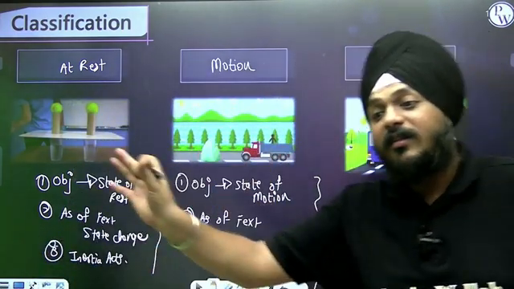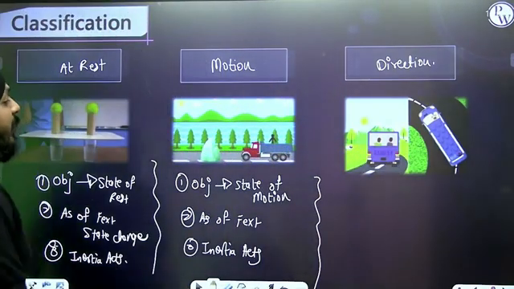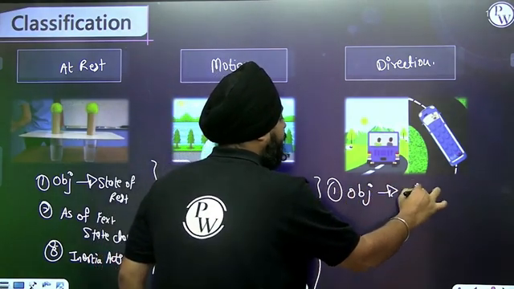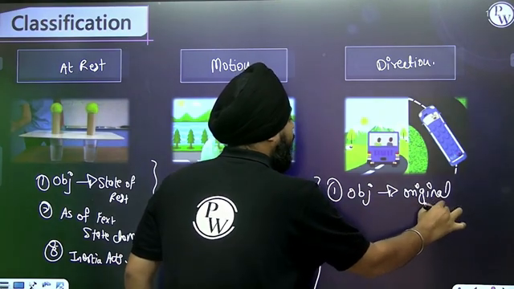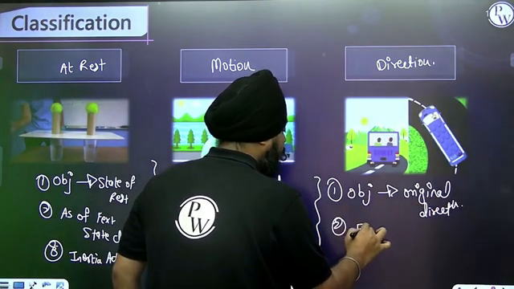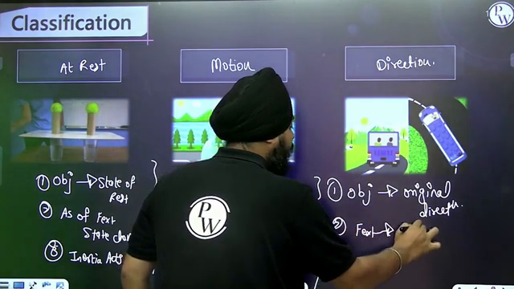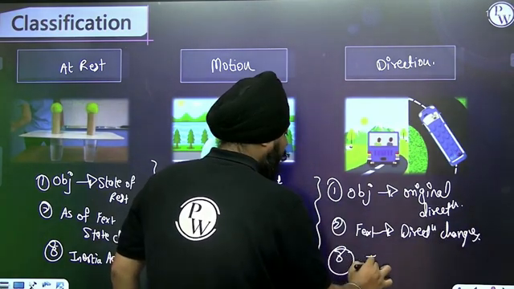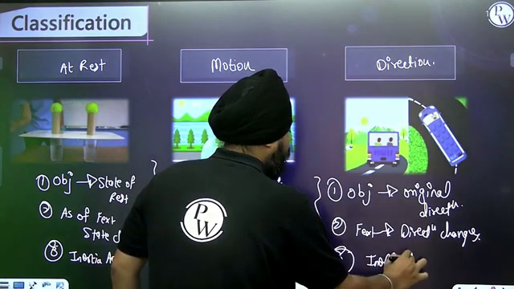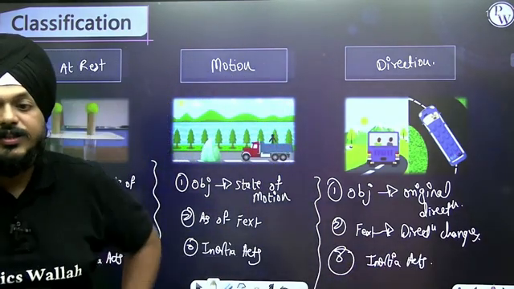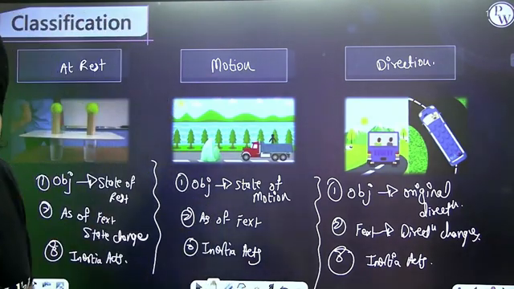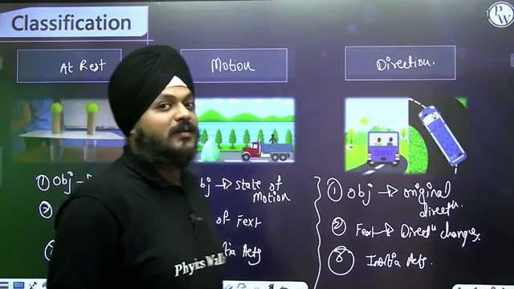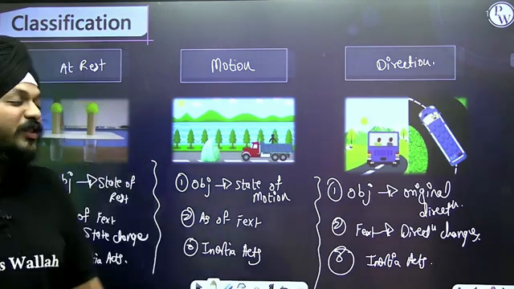Inertia in direction. An object wants to be in its original direction; as some external force acts, the direction changes. Inertia acts. So this was nothing else but inertia.